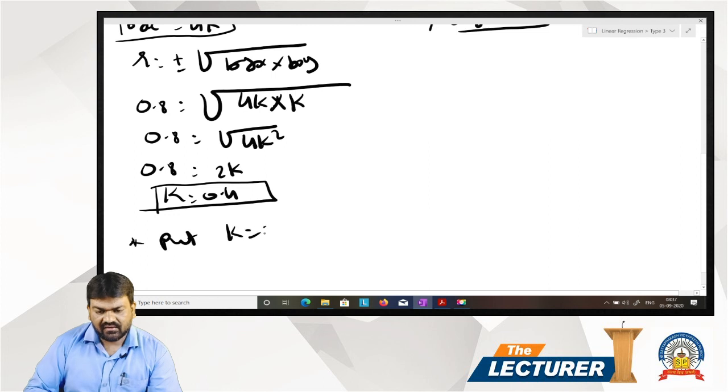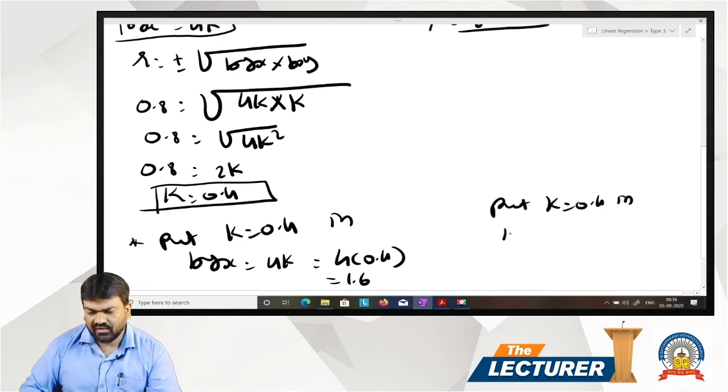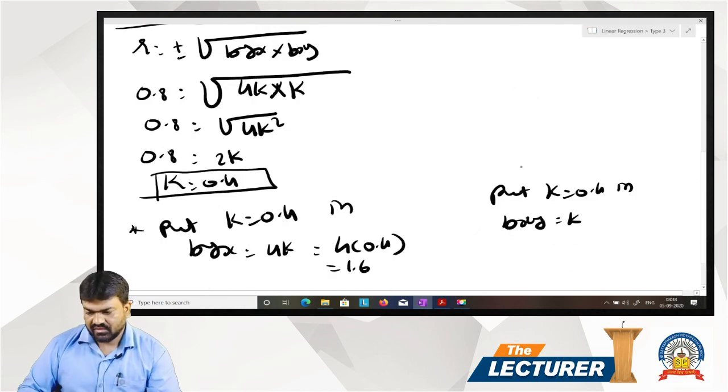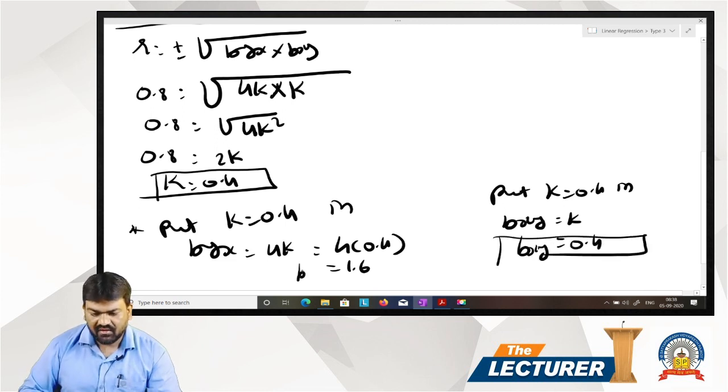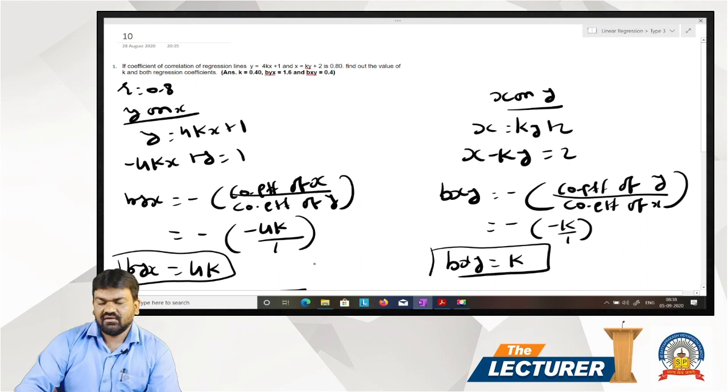Put k is equal to 0.4 in byx is equal to 4k. 4 multiplied by 0.4, that is 1.6. Put k is equal to 0.4 in bxy is equal to k. So bxy is equal to 0.4 and byx is equal to 1.6. Okay. Here our type 3 is completed. In next session we will start our next type, that is type 4 of our chapter. Thank you.